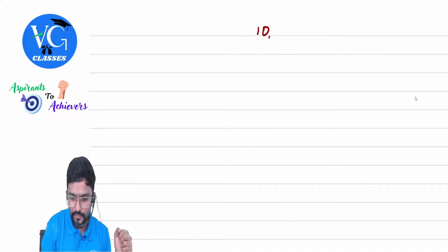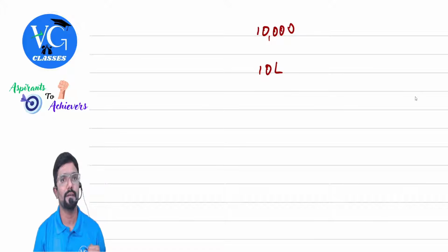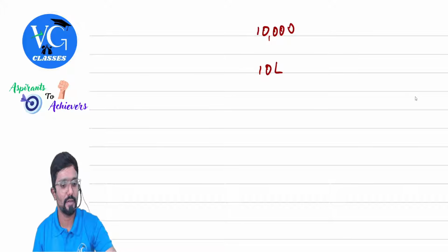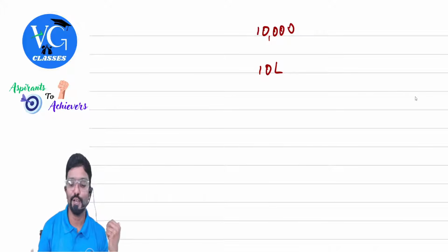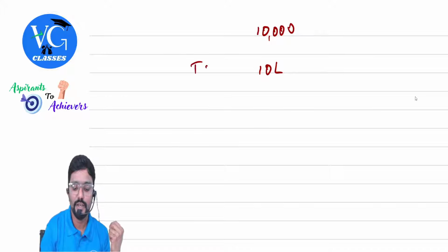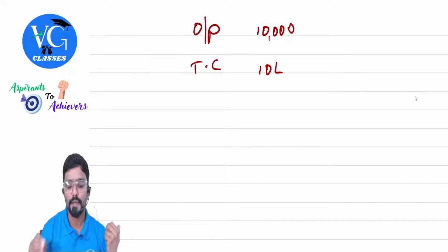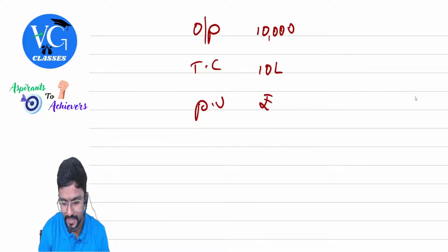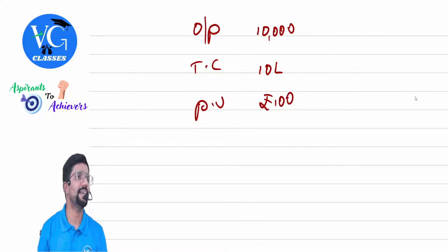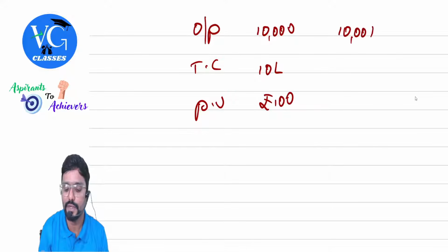Assume for producing 10,000 units, I was incurring a cost of 10 lakh. Per unit, how much, guys? Divide 10 lakh divided by 10,000. Total cost to output. 100. Yes, sir. Now, assume, guys, I am producing 10,001 units.